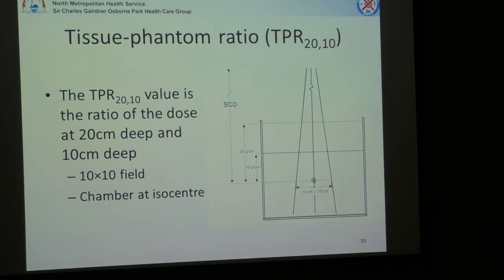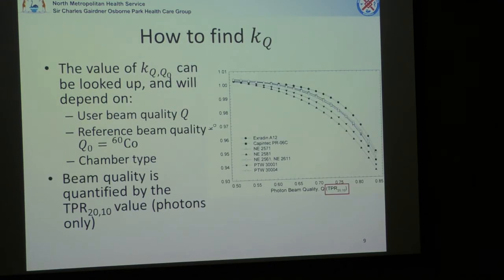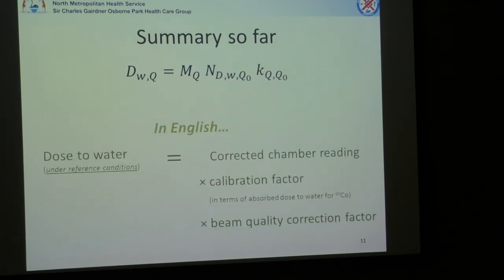And this TPR 20/10 is like a surrogate for our beam quality, so we can use it to look up our correction factor KQ. And it will depend on your chamber type and, of course, your beam quality. So our dose to water under reference conditions is our reading corrected times our calibration factor times our beam quality correction.